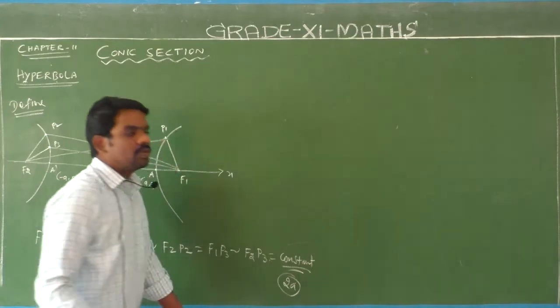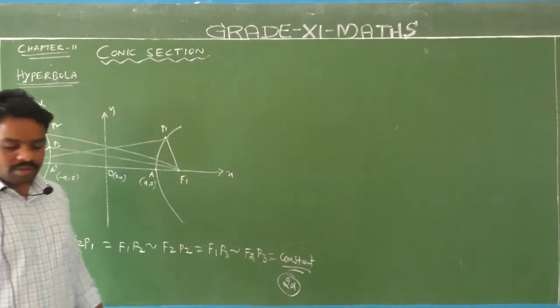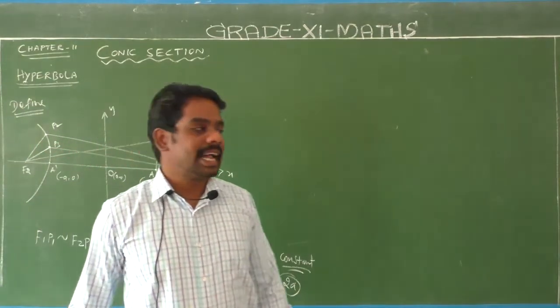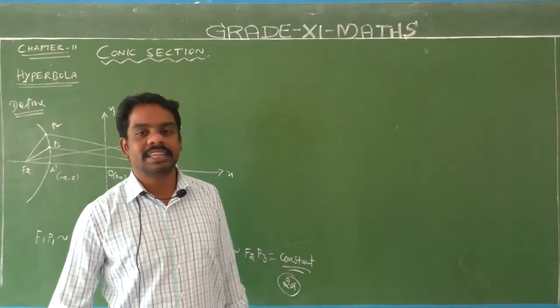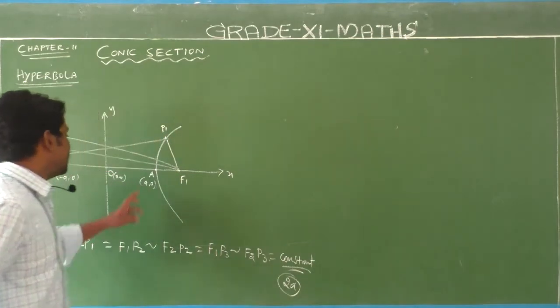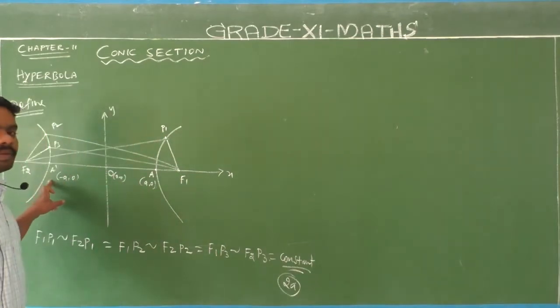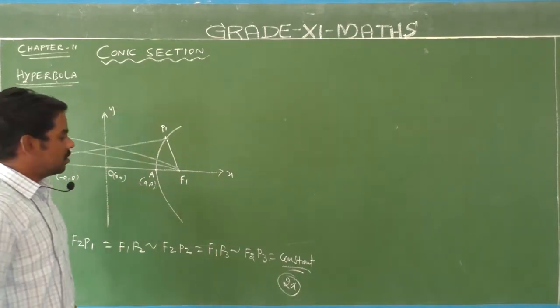The constant value is 2a. That is the distance between the vertices on the transverse axis, the length of the transverse axis. That means 2a is the A to A dash value. Listen.